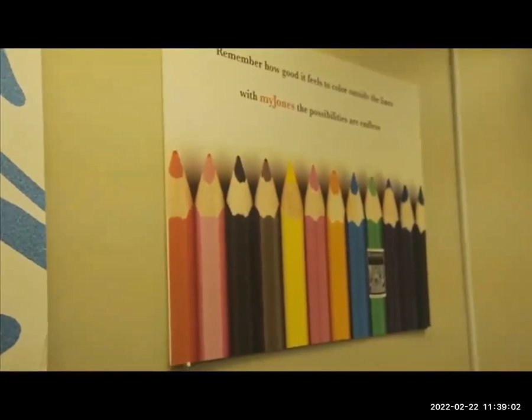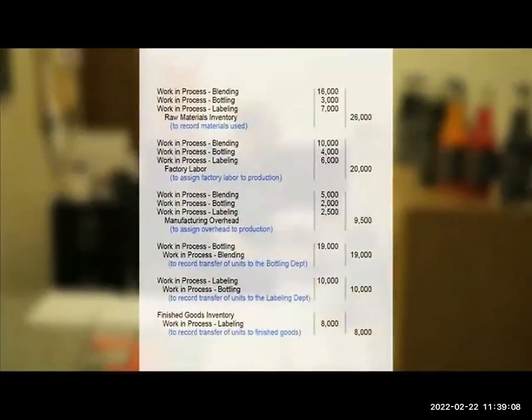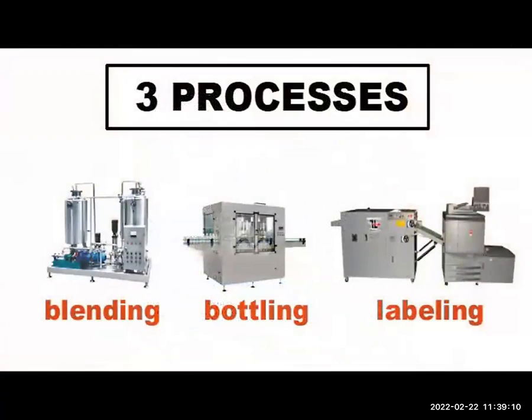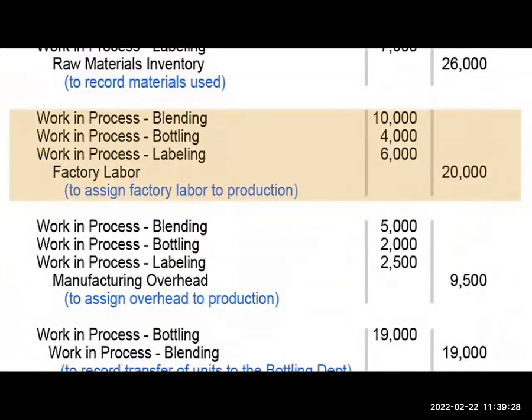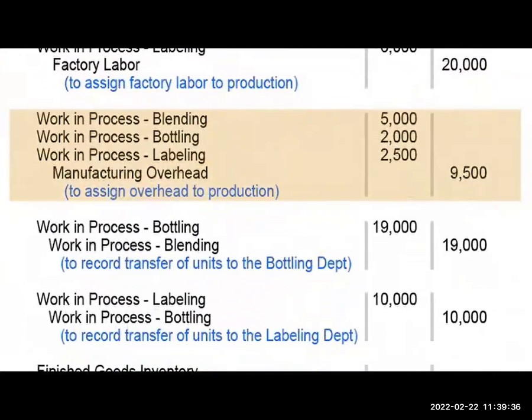Now, let's look at an example where we've journalized the assignment of costs at Jones for the previous month. For purposes of this exercise, let's assume Jones does everything in-house, so there would be three processes. First, we have our work-in-process for raw materials. Raw materials used were blending 16,000, bottling 3,000, and labeling 7,000. Factory labor costs were blending 10,000, bottling 4,000, and labeling 6,000. And manufacturing overhead costs were blending 5,000, bottling 2,000, and labeling 2,500.